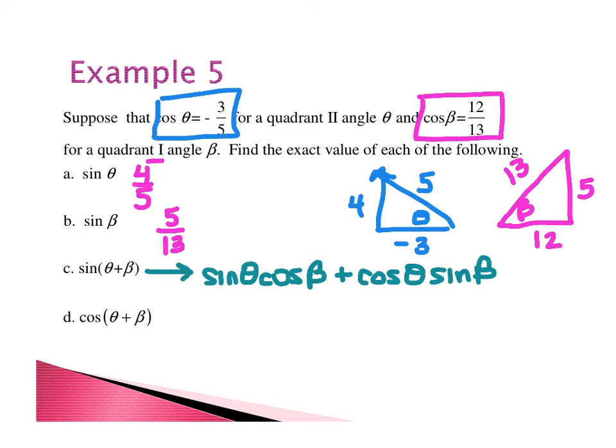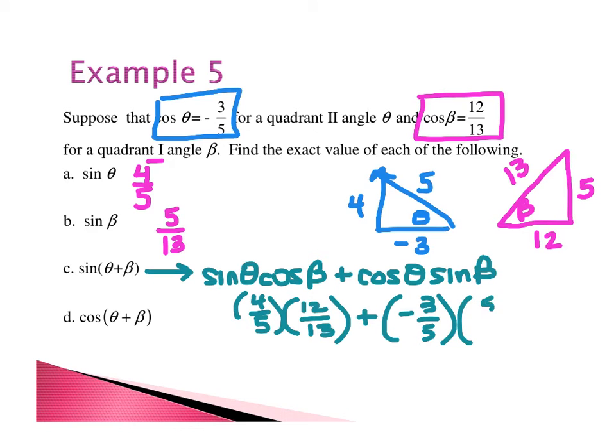So we know sine of theta is 4/5. Cosine of beta is one of the things that was originally given to us, 12/13. Plus cosine of theta, which was originally given to us as negative 3/5. Sine of beta, 5 over 13.